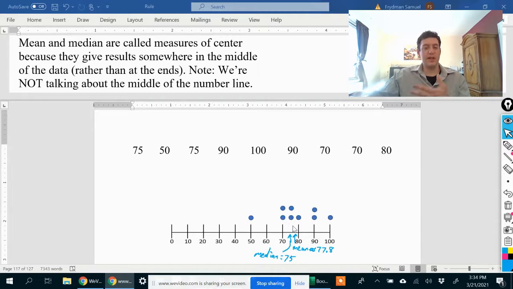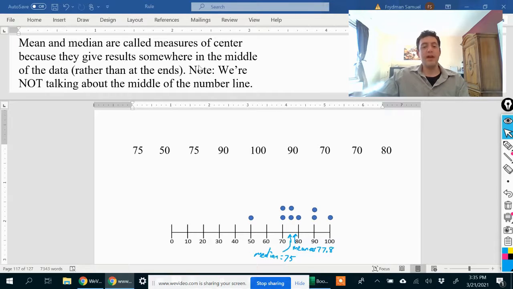If somebody asked you, like I asked you a couple of minutes ago, to point to the middle of the data, the middle of those dots, then you would say somewhere around this area, and that is, in fact, where the mean and the median are located. Okay, so that's why mean and median are called measures of center, because they give us a value which is around where we would point to if somebody asked us to point to the center.